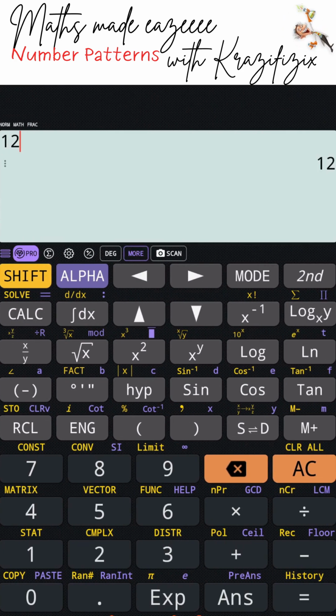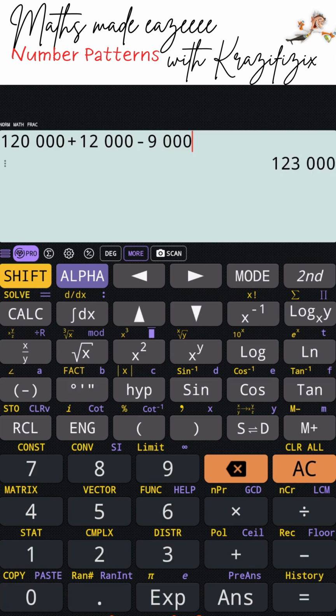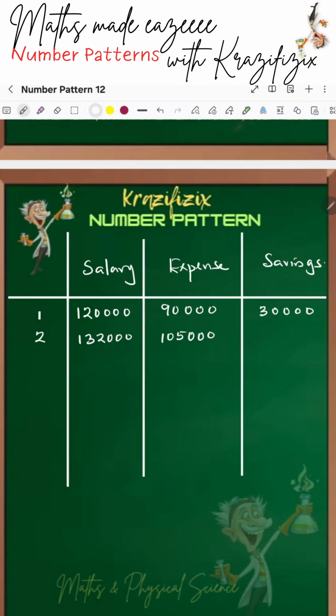Okay, so let's quickly check. So 120, 132, plus 12,000, right? Now we spend 90,000. And an extra 15,000. So you see, that gives us 27,000. Beautiful. Okay, we just want to see if we can create a pattern.